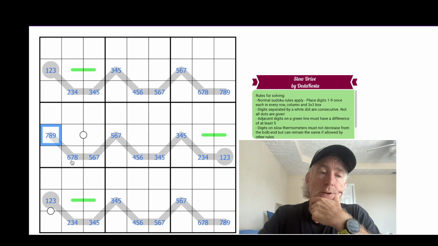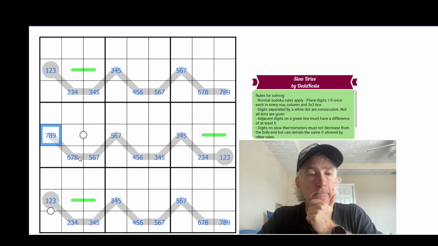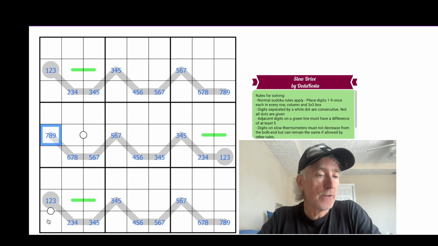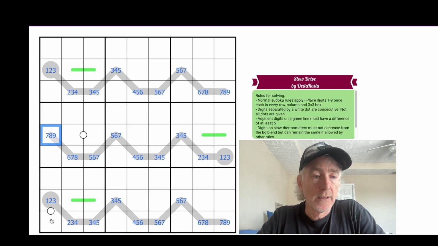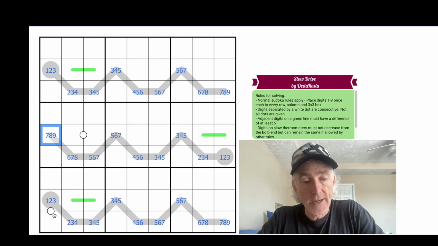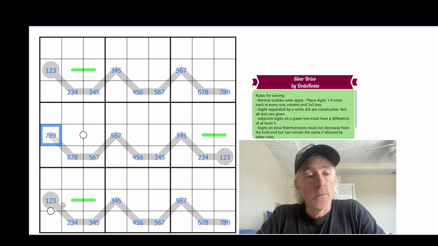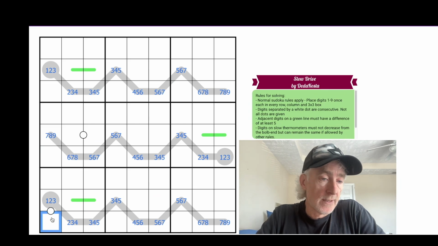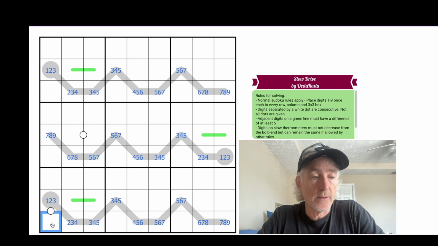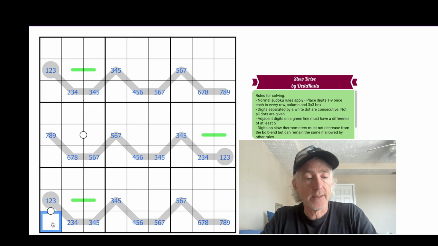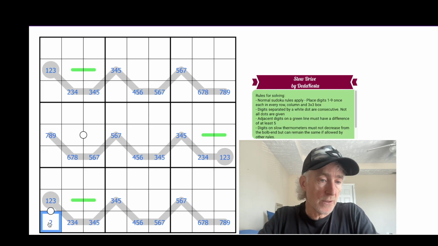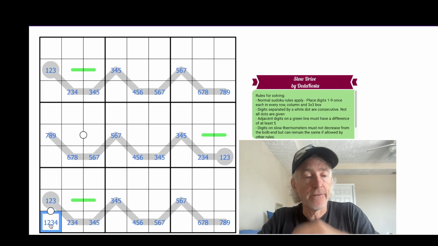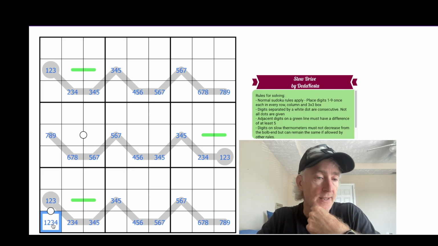So then where do you go next, right? I would go here only because we have 3 different constraints going on: the thermometer, the whisper line, and the white dot. So let's look at the white dot and think about this cell. What can this cell be? Well, if this cell is a 1, this has to be a 2. If this is a 2, this could be a 1 or a 3. If this is a 3, this would have to be 4. So this is our only choices here for this cell.